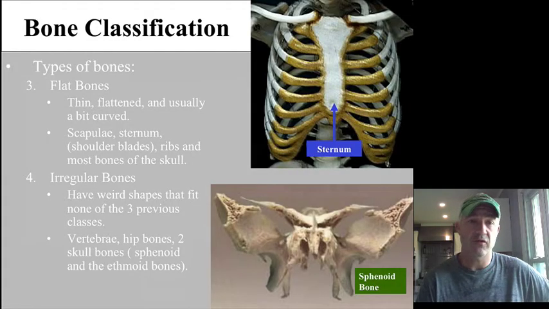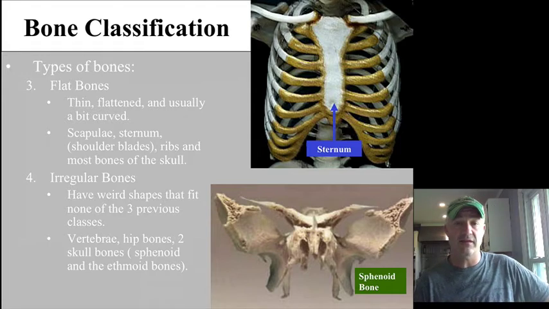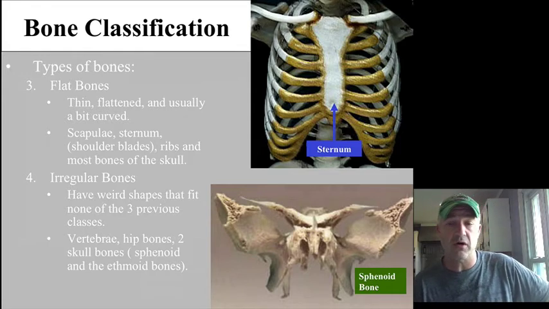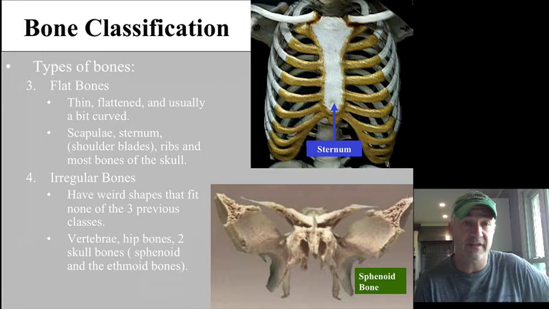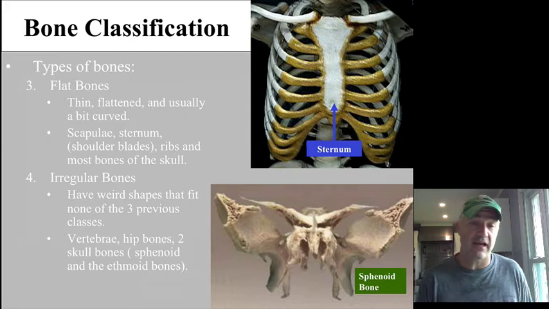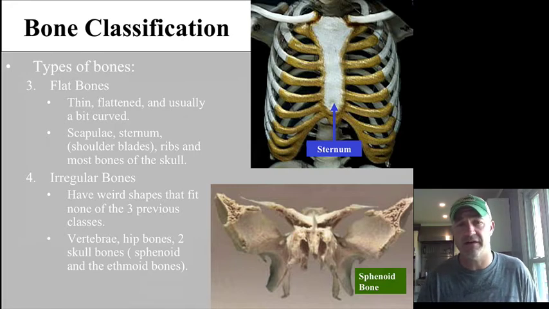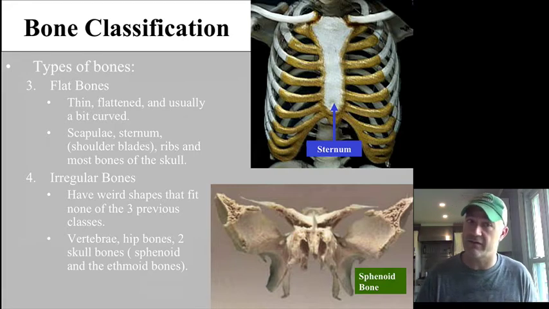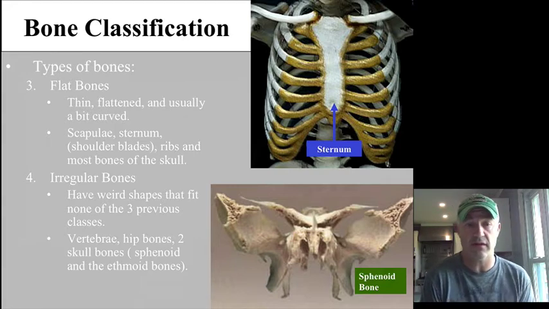We also have a lot of bones like our skull bones, our sternum, the scapula. These are very thin, flattened bones. They are called flat bones. And then the last one here: does it not fit any of the other classes? So it's not short, it's not long, it's not flat. Well, that one's kind of weird. It's irregular. And those are the four main classes here.